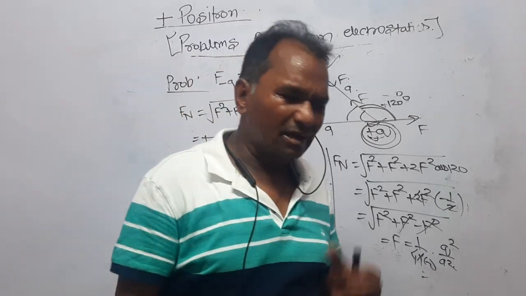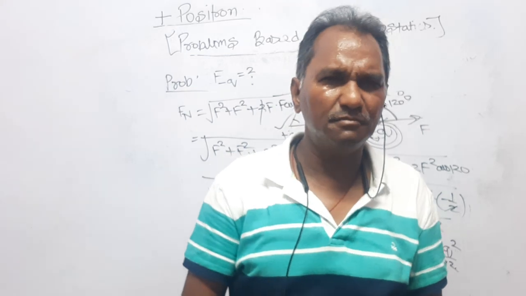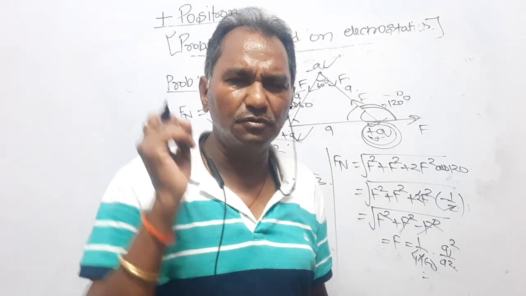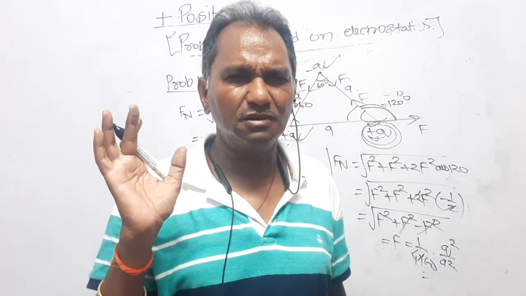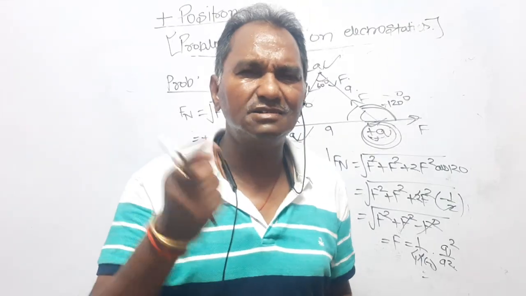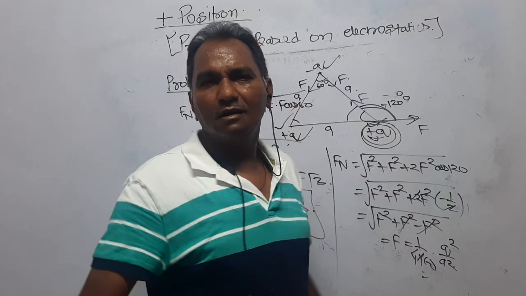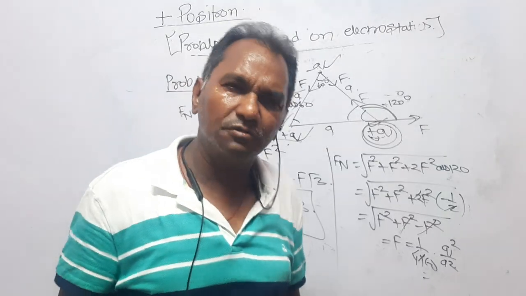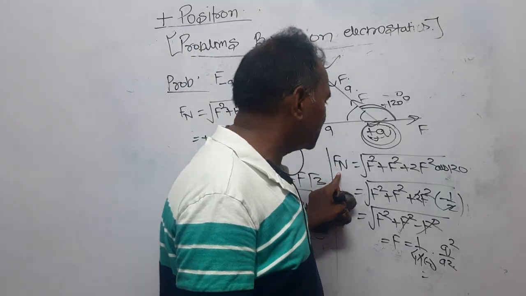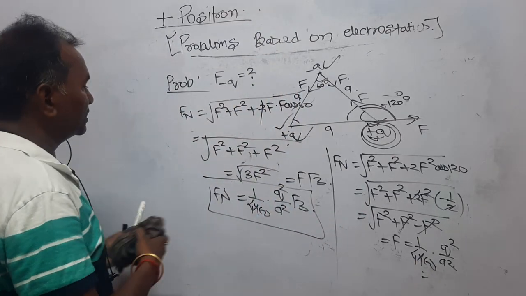Now, the one very important fact that you should always keep in mind: if two vectors are equal in magnitude and the angle between them is 120 degree, then their resultant will be the same. Like the two forces F and F, the angle between them is 120 degree, their net value is also F. Is it? Now let's move further, dear students.